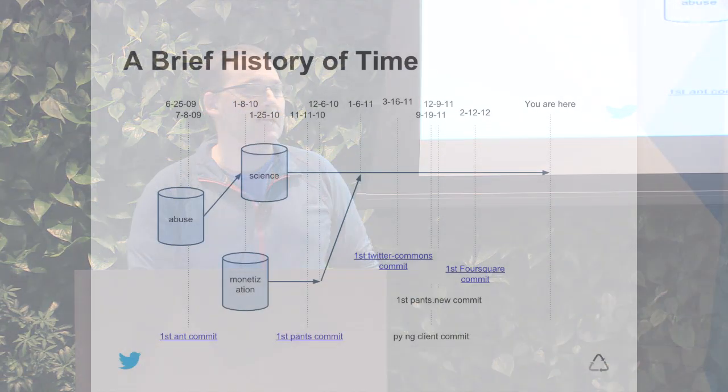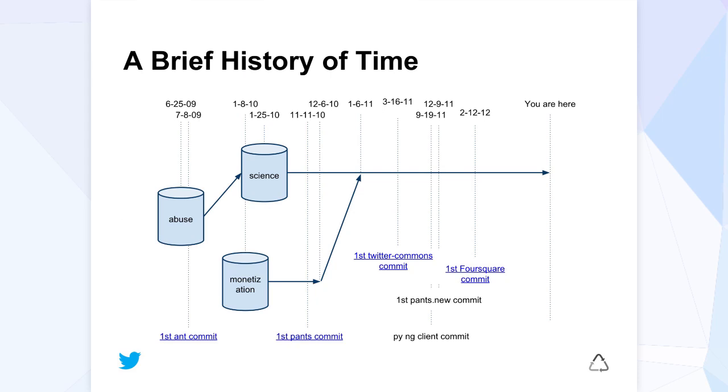And we have a bunch of repos at Twitter. This is a timeline of some of them. The major thing to take away from this is we were trying to converge repos together. Why? Well, there are a bunch of reasons. One of them is this abuse repo over on the left.